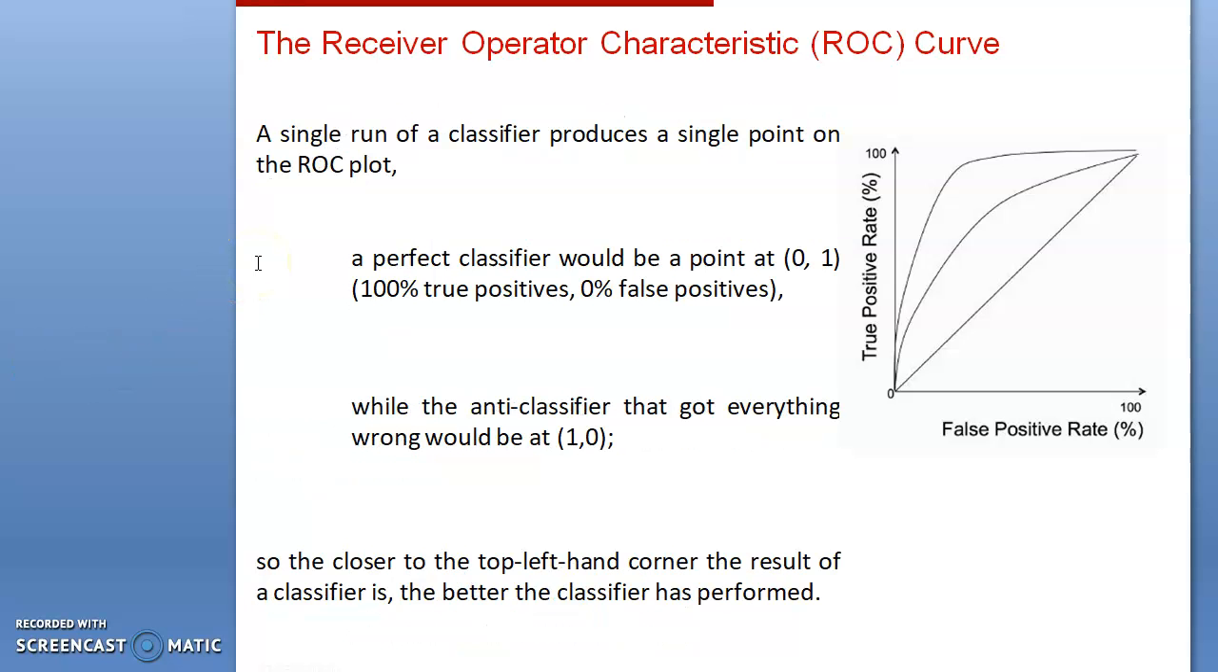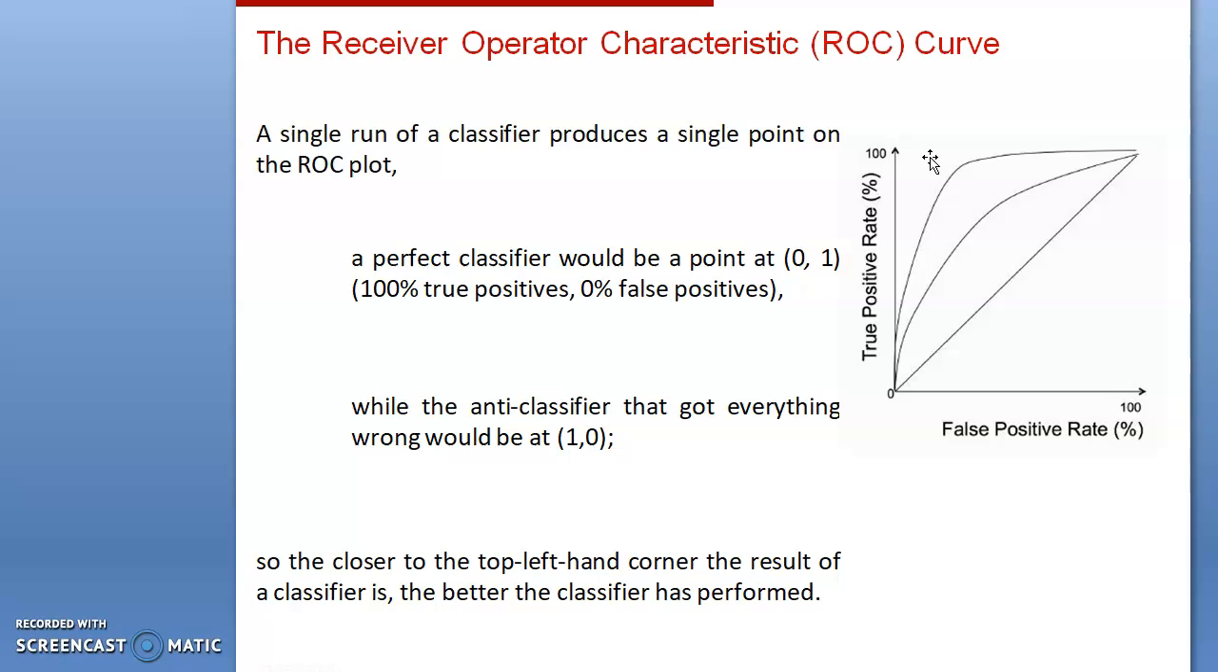The single run of a classifier produces a single point on the ROC plot. Suppose the point is 0, 1, that means it is a perfect classifier. That means 100% true positives, 0% false positives. While the anti-classifier that got everything wrong would be at 1, 0. So the closer to the top left hand corner the result of a classifier is, the better the classifier has performed.